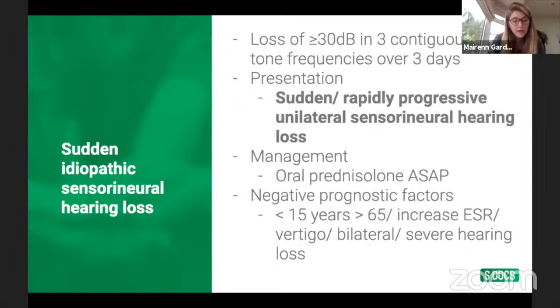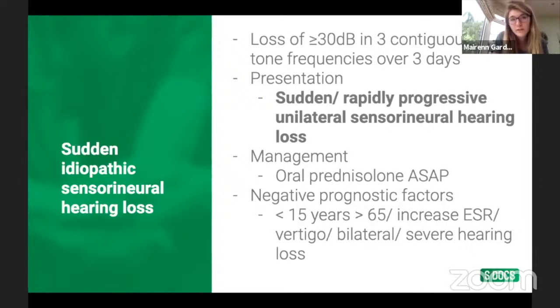And then our final cause of hearing loss is sudden idiopathic sensorineural hearing loss. So with conductive hearing loss, you should always be able to find a cause for the hearing loss. However, with sensorineural hearing loss, sometimes there is a cause that can't be found. To diagnose sudden idiopathic sensorineural hearing loss, they need to have a loss of more than or equal to 30 decibels in 3 contiguous pure tone frequencies, so in your audiograms, over 3 days.